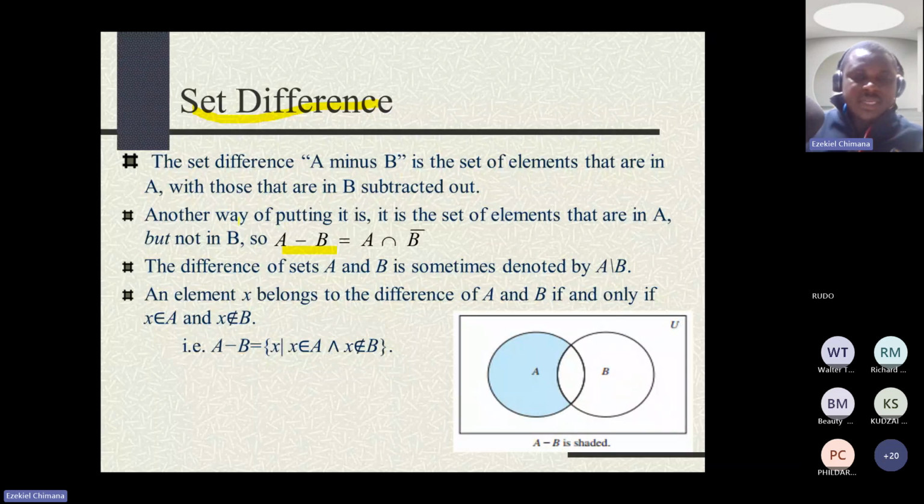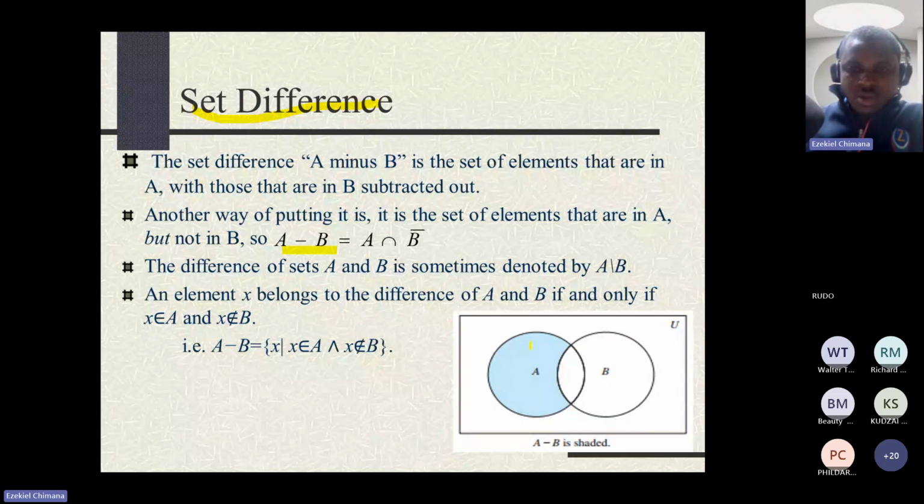So an element X belongs to the difference of A and B if and only if X is an element of A and X is not an element of B. So X is such that X is an element of A and X is not an element of B. So this is where we shade. If you want to shade A minus B, this is where you shade. If you want to shade A intersecting B complement, this is where you shade.